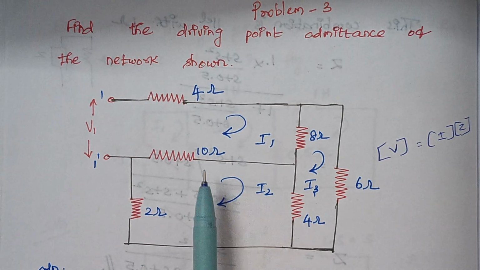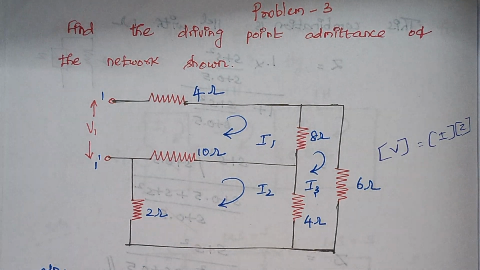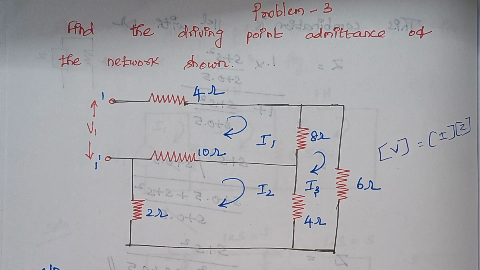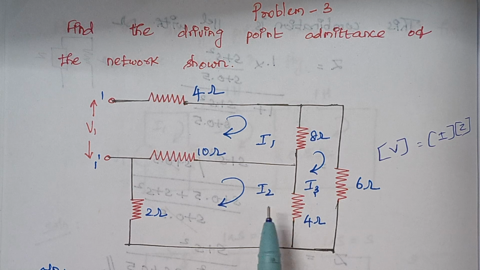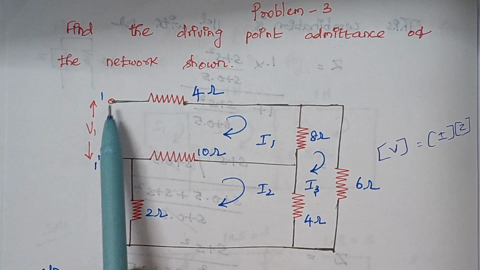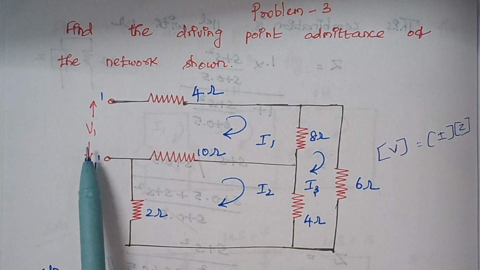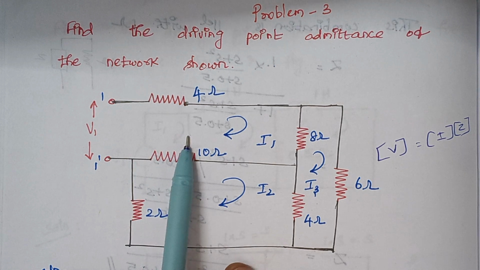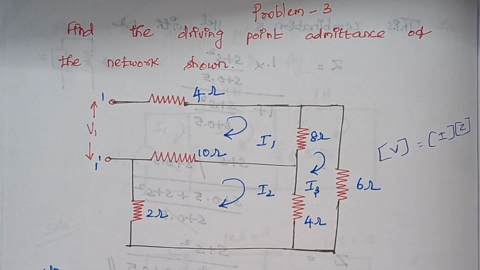When you look at the given circuit diagram, it has 3 loops. Here we are assuming the currents ourselves. So I1, I2 and I3 are the currents that flow through these 3 loops respectively. You see we have only one voltage source, and that voltage source is connected with loop 1. So now we are going to write everything in the form of a matrix.